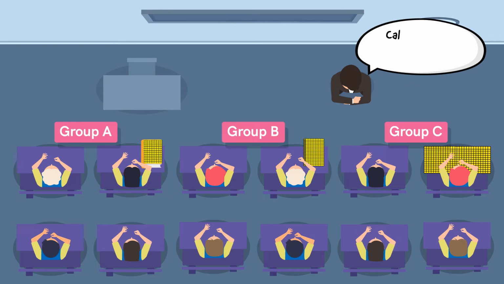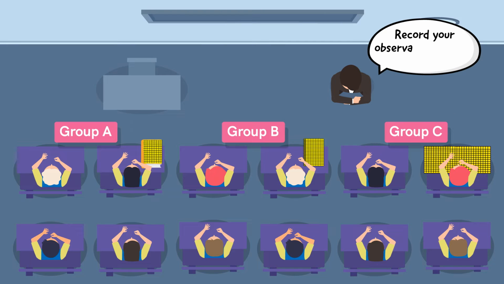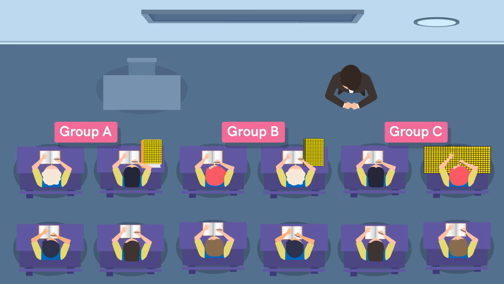And then calculate the area and perimeter of the object. Following this, ask them to record their observations in a notebook. Give them enough time to perform the activity and guide them in calculating the area and perimeter of the object. By doing this, problem-solving skills will be inculcated in the students.